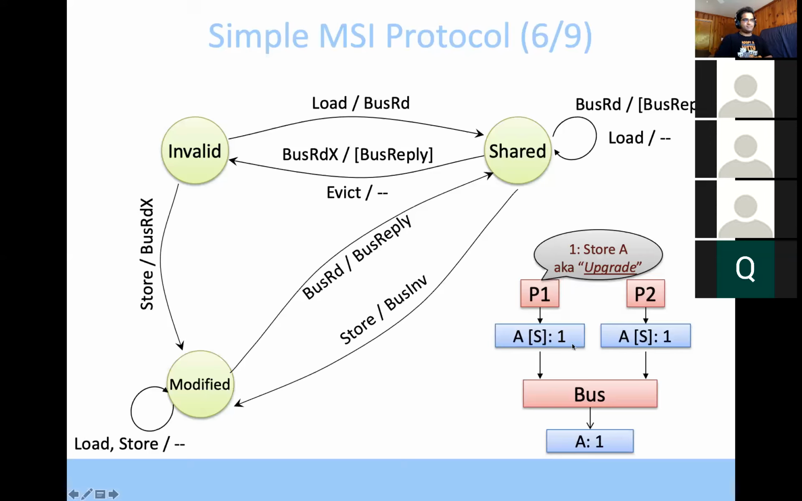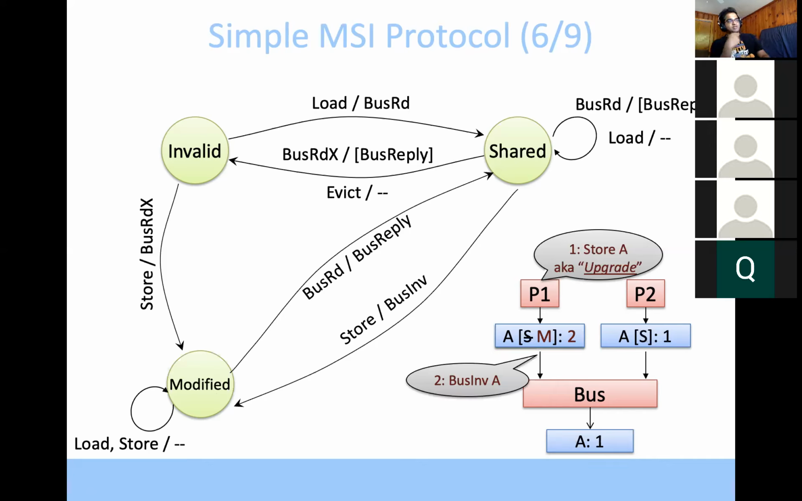So now let's say both of them have the data in shared state. Let's say one of them wants to do a write, so you do a store. So now you want to transition from shared to modified, because the only case in which you can do writes is when one processor has exclusive access to that one cache line. That's the only way to make sure that you don't end up with two things thinking they wrote to the same thing and then some random value shows up.